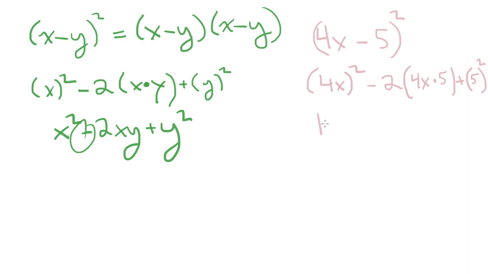Okay, so let's go and do this. So let's get 16x squared, and let's go and do this. This is like 20x. This is minus 40x. I'm going to square that last one, so it's going to be plus 25. Okay. So that's the first thing of basically squaring a binomial.